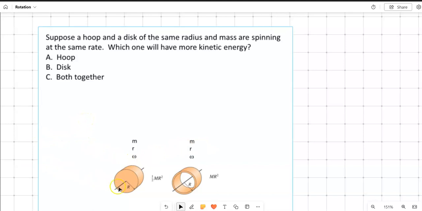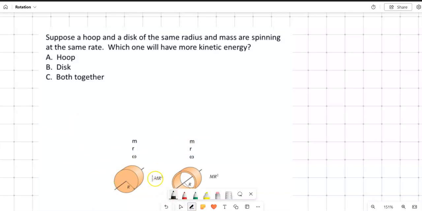Okay, we're back. Let's write out these moments of inertia right here. A disk or cylinder has a moment of inertia of 1/2 mr squared, and this hoop has a moment of inertia of mr squared. So the disk is 1/2 mr squared, the hoop is mr squared. Rotational kinetic energy for both objects is written as 1/2 I omega squared.